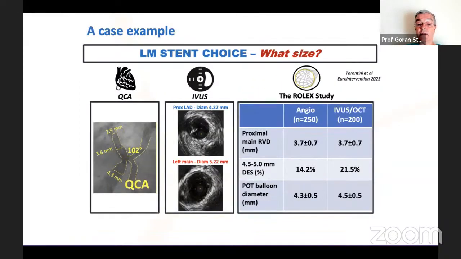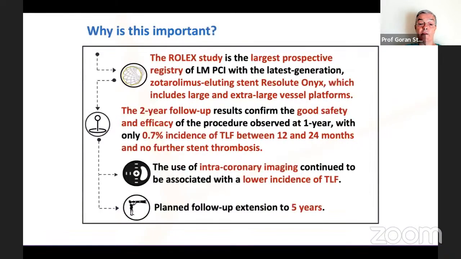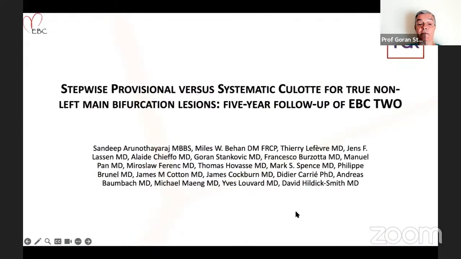And what is also important, if we use angio guidance compared to intravascular imaging, we are actually able in 50% of cases to use extra large vessel stent platform. And that's probably one of the explanations for the improvement of the results. So Giuseppe concluded that Rolex is the largest prospective registry. A 2 year follow-up confirmed good safety and efficacy, and the use of intracoronary imaging lowered the incidence of the primary endpoint, and they are planning to extend follow-up to 5 years.